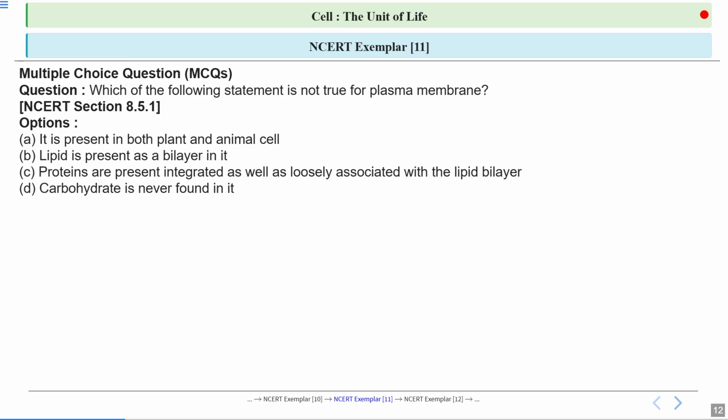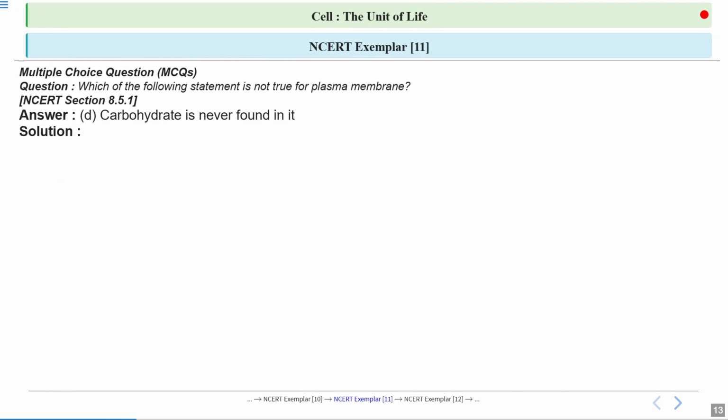So which statement is incorrect regarding the plasma membrane? Let us see the correct answer. So the correct answer is, yes, you all are correct. Option D, carbohydrate is never found in it. Though the major components of the plasma membrane are lipid as well as protein, yes, they do contain carbohydrate. This D statement is false, right?